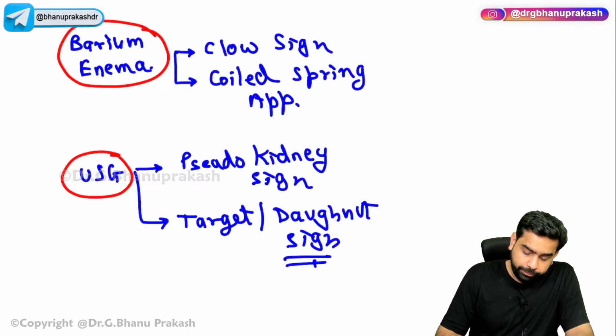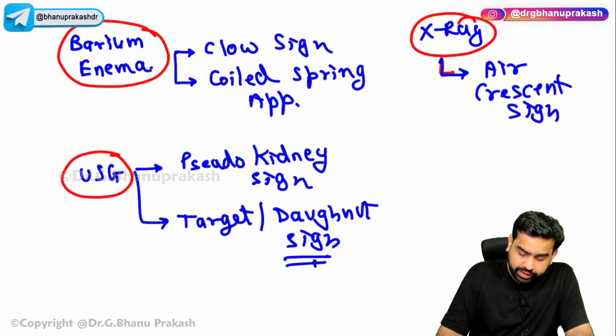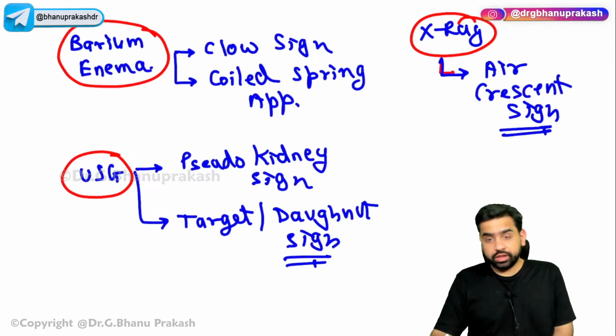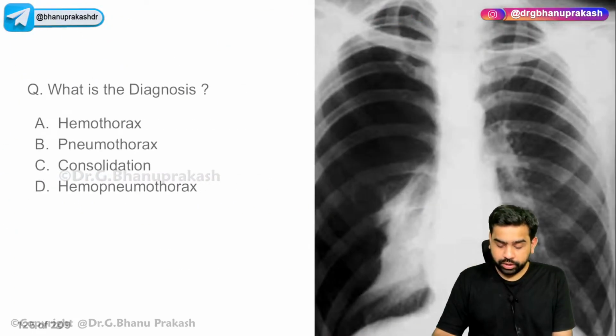Okay, and on the plain X-ray, what are you going to find? On a plain X-ray, you are going to find an air crescent sign. Okay, so please try to understand these are the things which you're basically going to find in these patients on the barium enema, on the ultrasound and on X-ray. I hope you're able to understand this point.